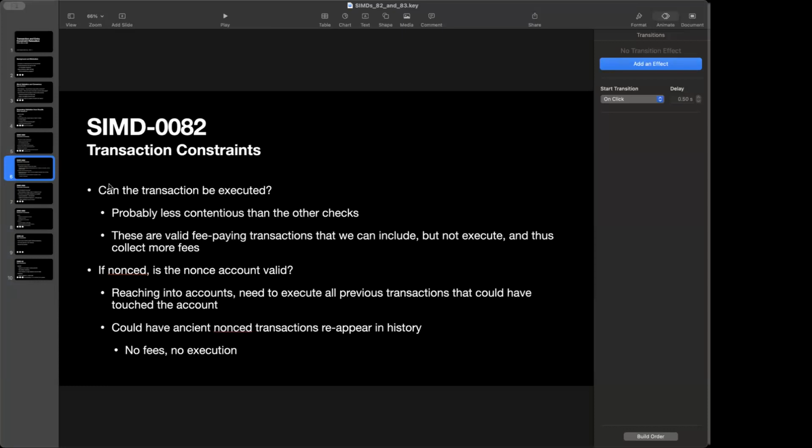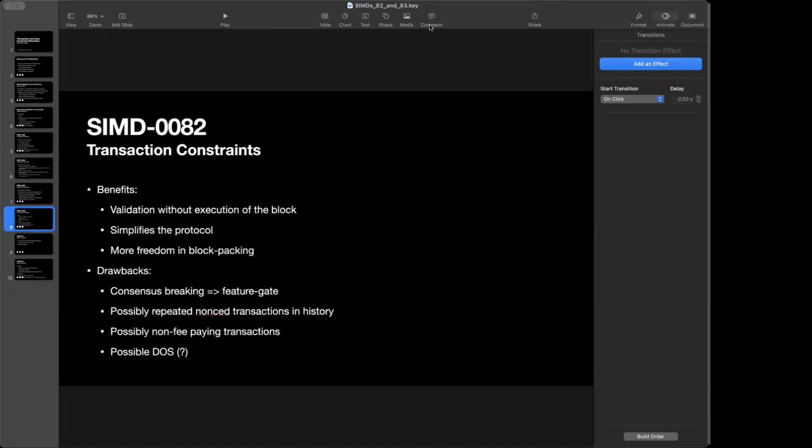I already talked about these, so I'm just going to skip a slide and go to the benefits and drawbacks. Like I mentioned, this lets us validate the block, just say, does this block meet all of the constraints and can it go into history without actually executing the block? It also simplifies the protocol in some sense because now there are a lot fewer constraints on what can go into a block. We still have, obviously, to document the executable checks, which is the most complicated part, but it separates that from what is a valid transaction and not.